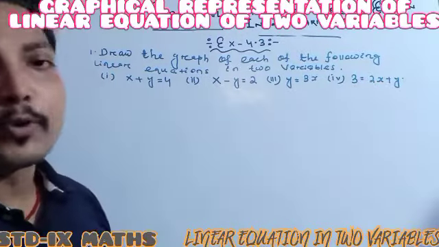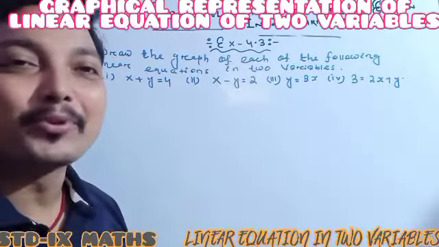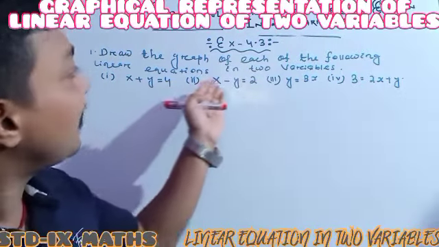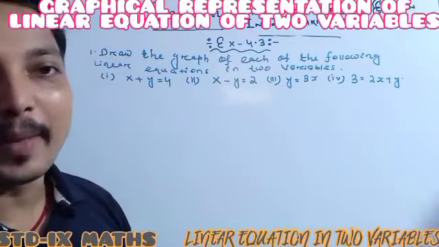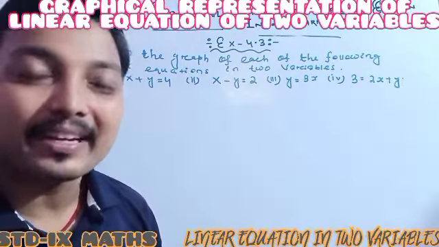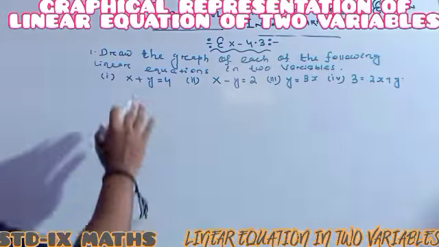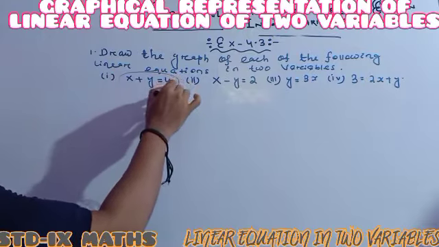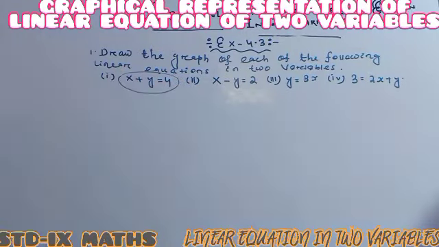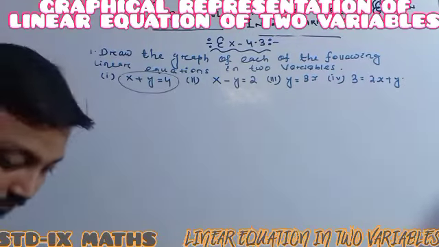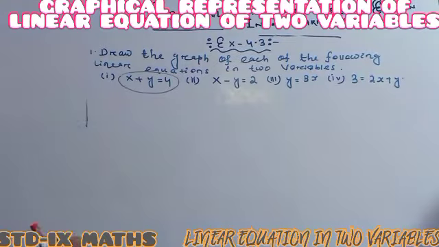In exercise 4.3, the first question says you have to draw the graphical representation for each of the following linear equations in two variables. Remember, before we do the graphical representation, we actually have to make a table.